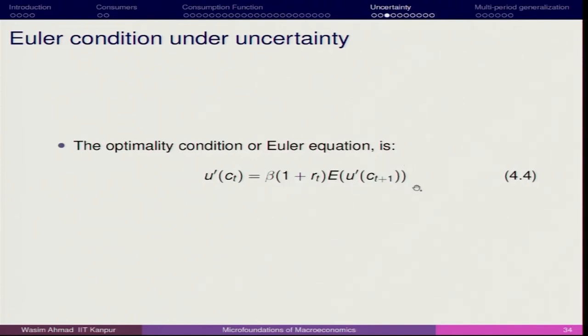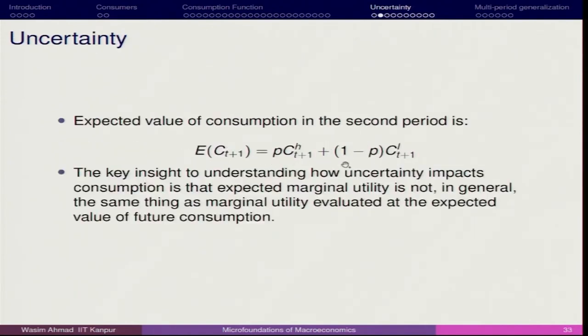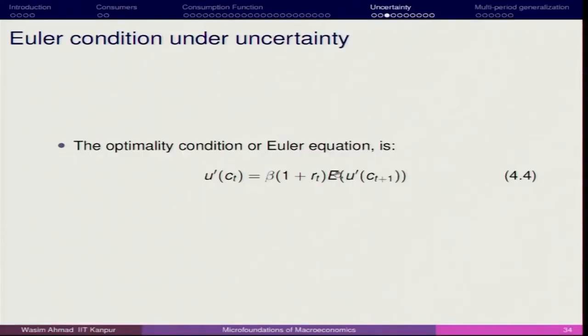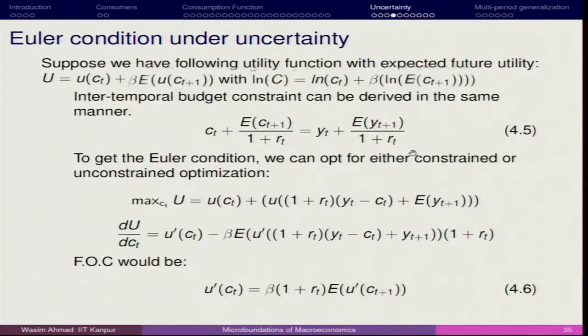The only difference that we see is that here you have the expectation operator attached to the marginal utility of future consumption, because we are introducing uncertainty here. So, this is the marginal change that we see in the Euler equation given the uncertainty that we have set up. The expected marginal utility of future consumption is going to be the added component here. So, expectation is playing an important role.